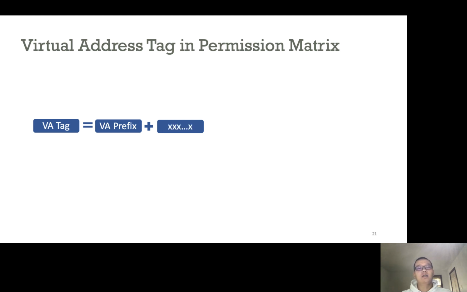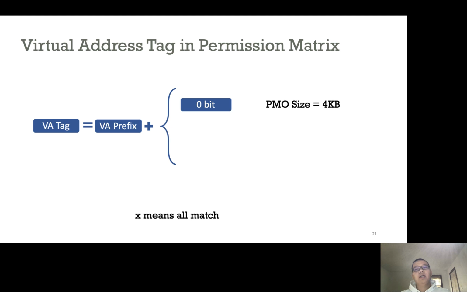That X means all match when compared against the virtual address bits. Then, depending on the PMO size, the suffix will have different widths. A PMO that has 4 kilobytes of data will only have a 0-bit suffix.